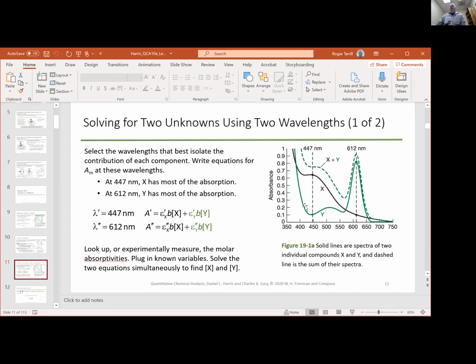But yeah, it's just saying that the absorbances add up at 447. The absorbances add up at 612 too. So let's say at 447, if X and Y are both 1 millimolar, which has the higher extinction coefficient?